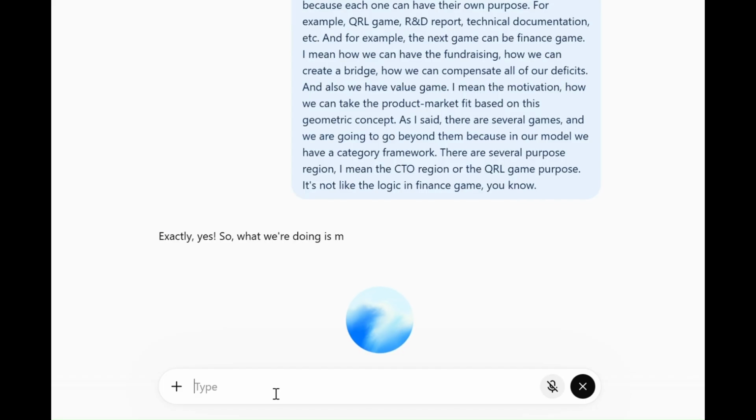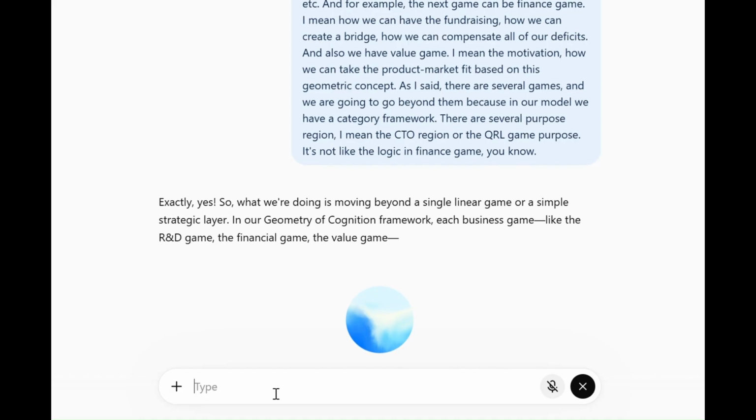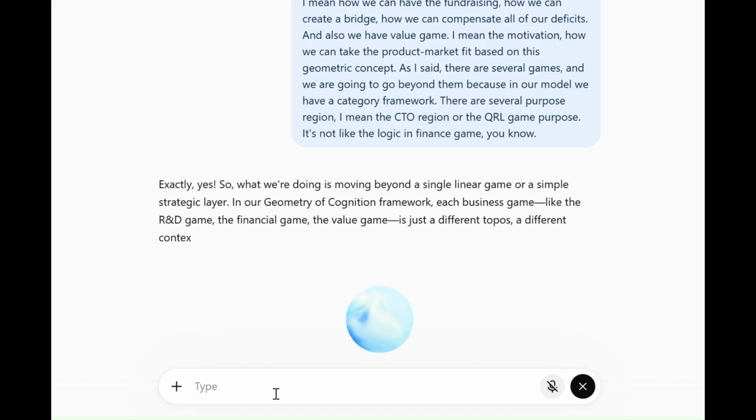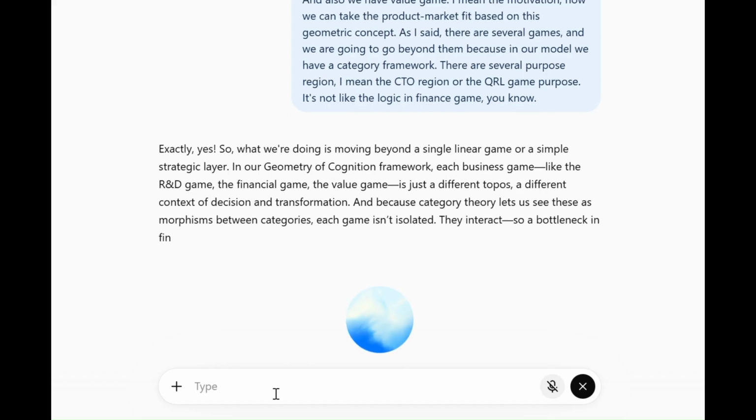Exactly, yes. So what we're doing is moving beyond a single linear game or a simple strategic layer. In our geometry of cognition framework, each business game, like the R&D game, the financial game, the value game, is just a different topos, a different context of decision and transformation. And because category theory lets us see these as morphisms between categories, each game isn't isolated, they interact.